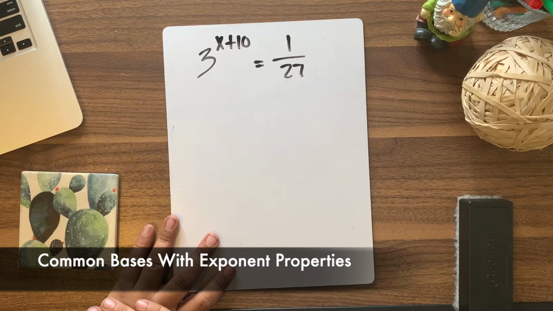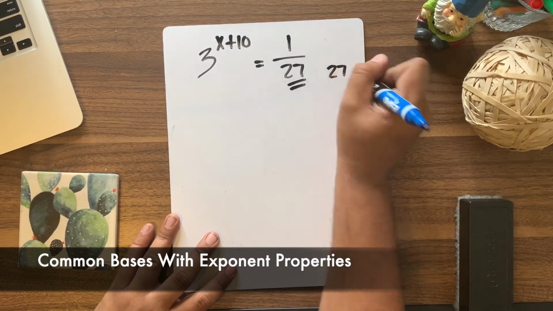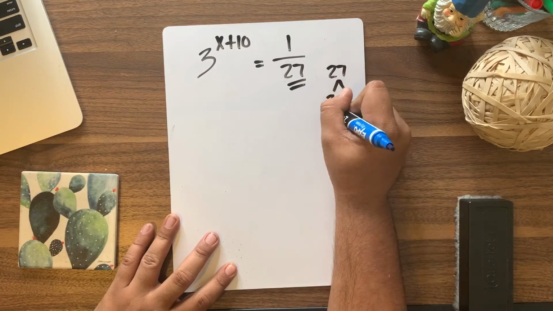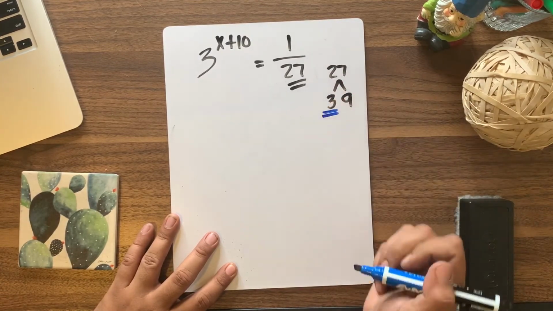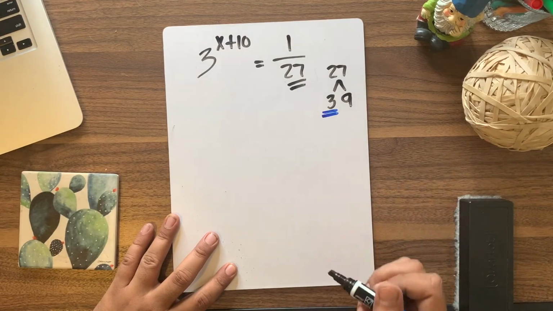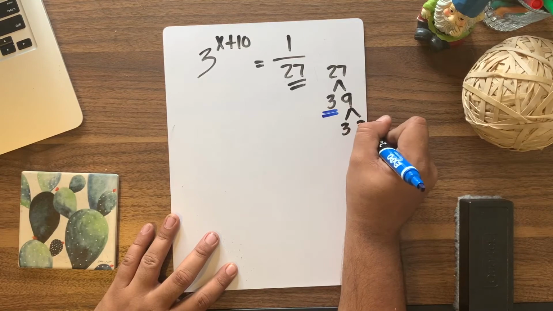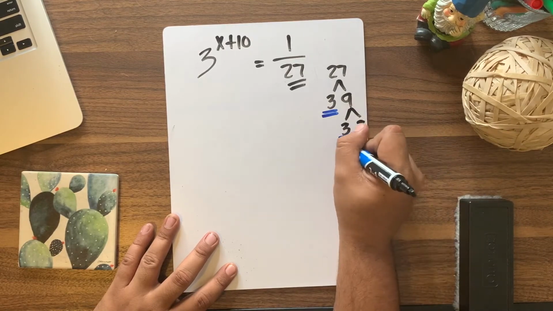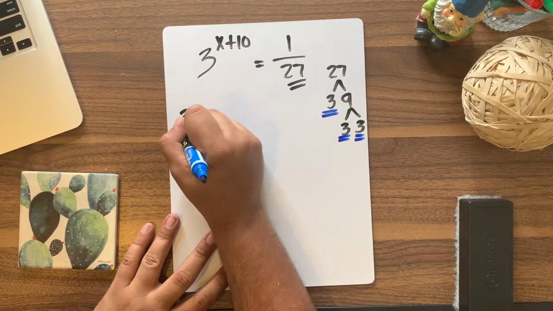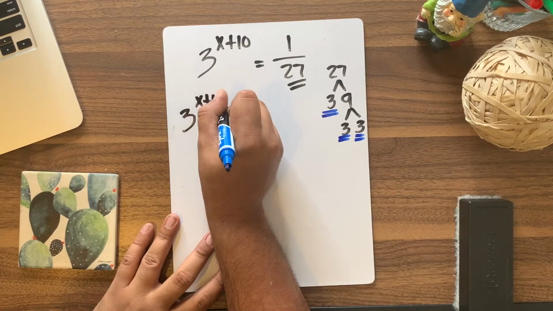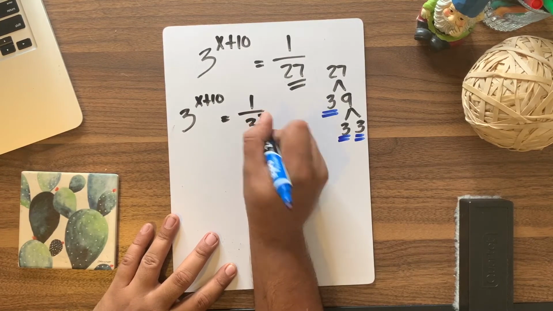They don't look like they have common bases, although 27, we're going to do a factor tree. 27 is made out of 3 and 9. 3 is a prime, so we're going to leave it alone. But 9 is composite. That means we can break it even more, so that's 3 times 3. Now this is a prime, this is a prime. So the equivalent to this is 3 to the x plus 10 equals 1 over 3 to the power of 3.